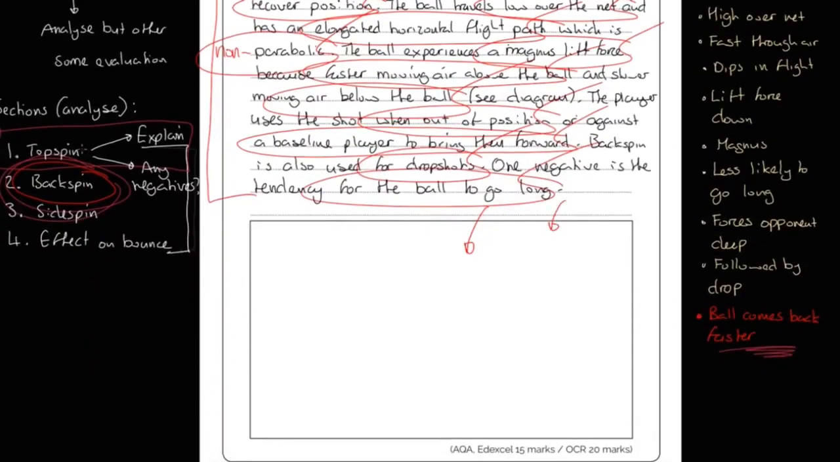So you can imagine my section. I'm going to explain topspin, I'm going to do a diagram, I'm going to explain backspin, I'm going to give a diagram. At the end of each of those sections, I'm going to give a negative, at least 1 or 2. Then I'm going to talk about side spin, and I'm going to do a diagram or 2. And then I'm going to do the effect on bounce, and I'm going to do a diagram. So I'm just going to go through that systematically and then ensure that I'm covering all my key points.